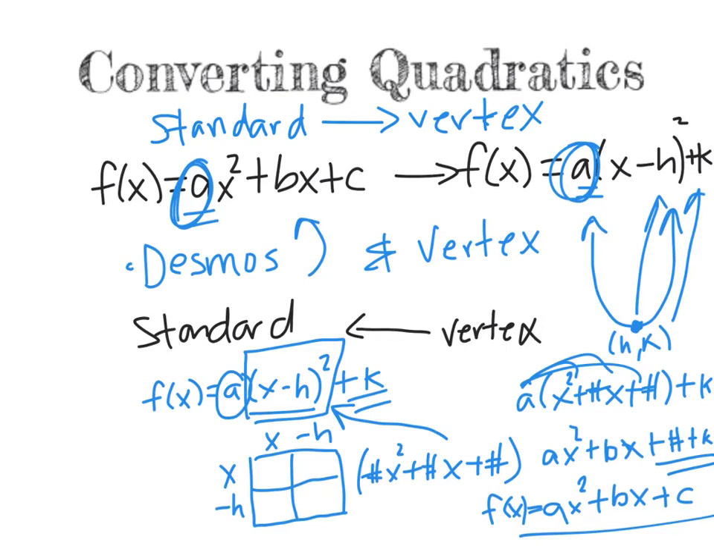Right? We start with expanding this using box method, then we distribute the A into what we got, distributive property, and then finally the last two numbers we were able to add them, and we were able to get the plus C. So standard to vertex, we copy the same A, plug it in Desmos to find the H and K, and you got your equation in vertex form. Vertex to standard, the other way around, we expanded this by using box method. We distributed property, combined like terms, and we got our standard form.